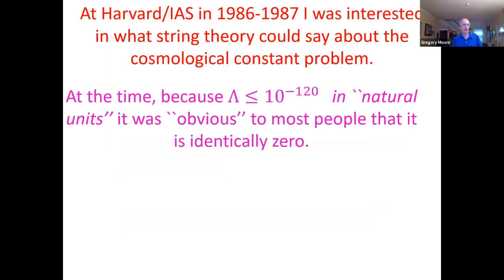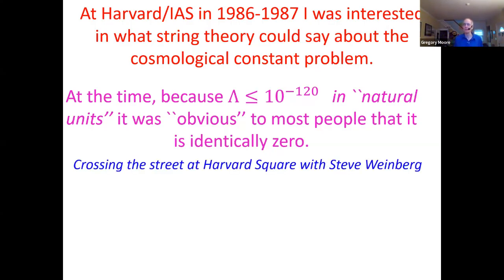You see, at the time, graduate students like me were told that because the cosmological constant is measured to be less than 10 to the minus 120 in natural units, it is obvious that it has to be zero. And it was indeed so obvious to almost everybody that it was just taken as an article of faith that the cosmological constant is zero.